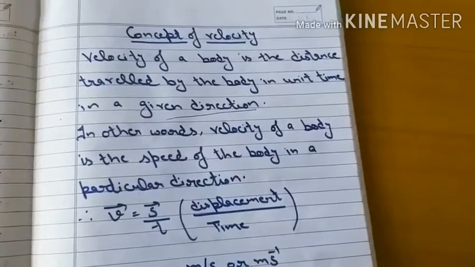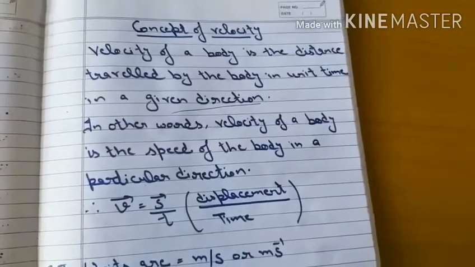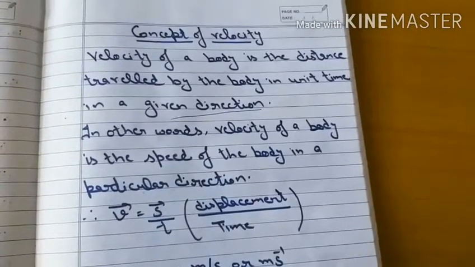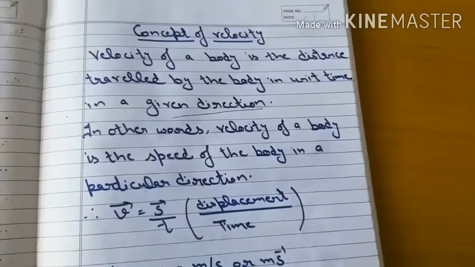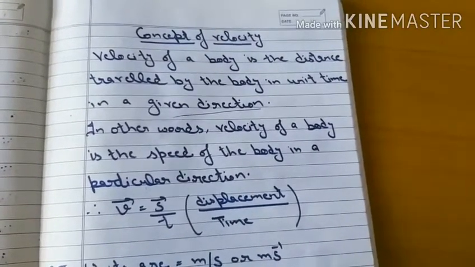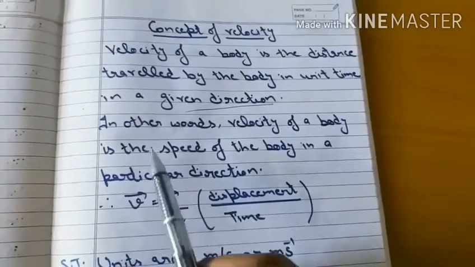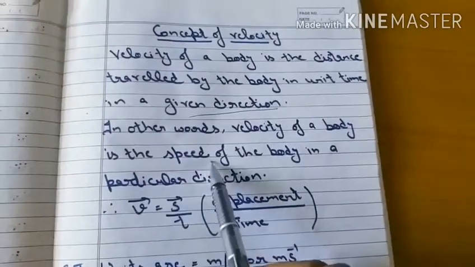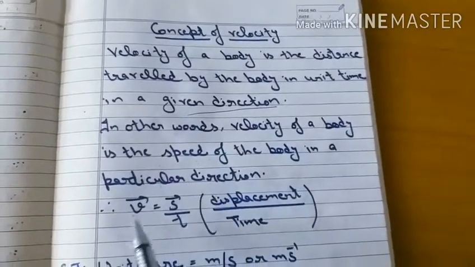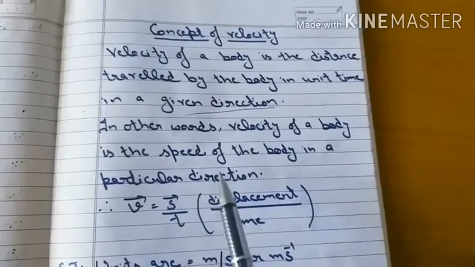I'm Randeep Singh and today we are going to study velocity and acceleration. So first of all, velocity of a body is the distance traveled by the body in a unit time in a given direction. Or we can simply say that the velocity of a body is the speed of the body in a particular direction. As we all know, speed of a body is the distance per unit time. But when we talk about velocity, it is the speed plus direction of motion.